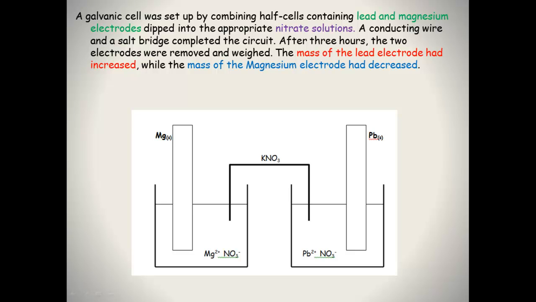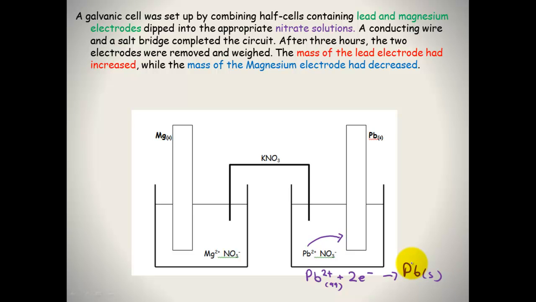So the mass of the lead electrode had increased. So what's happening there is that lead is coming out of solution to form lead solid, because the weight is increasing. So these ions here are meeting up with electrons to form lead solid.